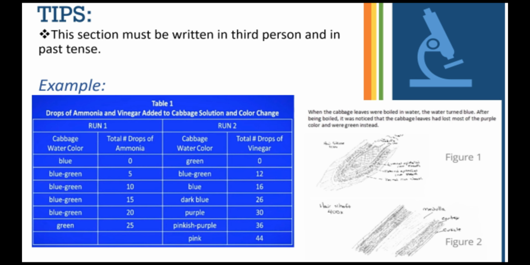So, tips on the results and discussion. That section must be written in third person and in past tense. We also have here some examples of the results. This must be in table form or under figure forms.